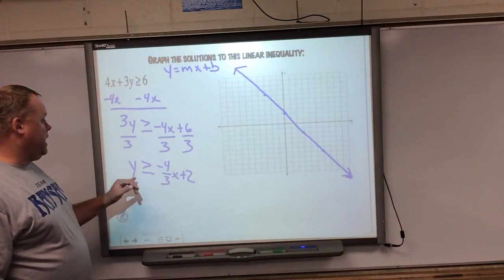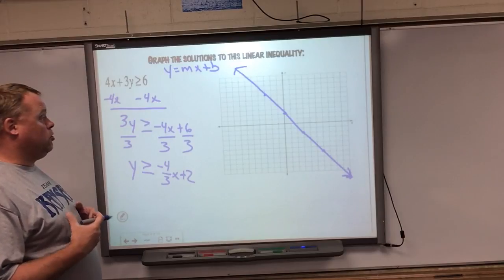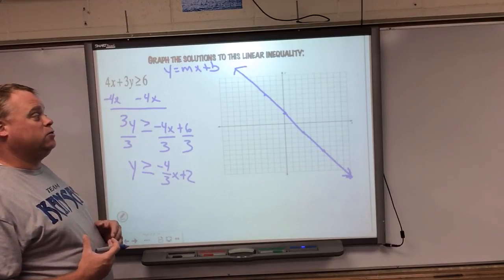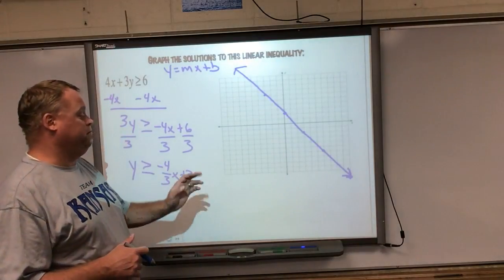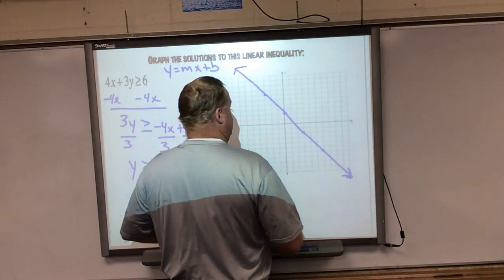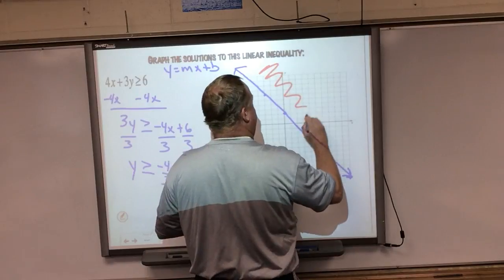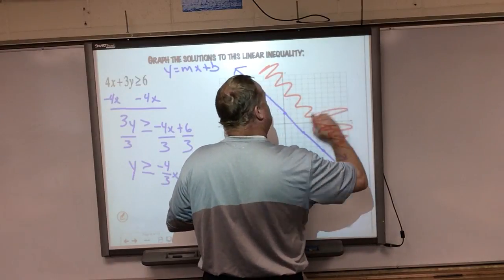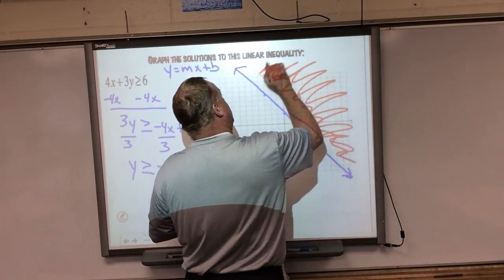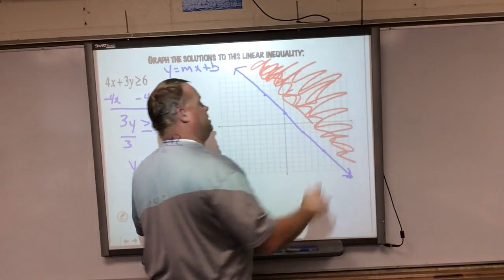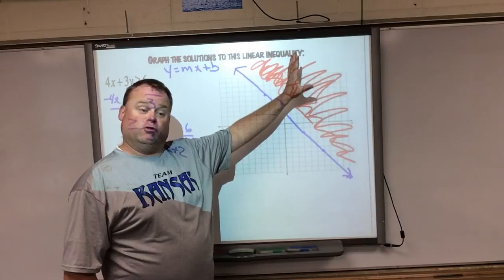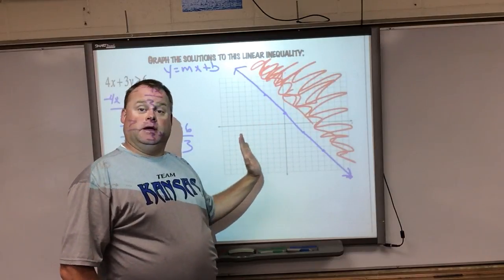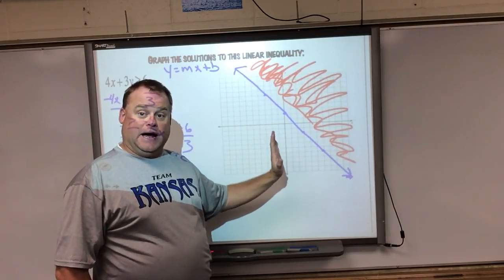Now, I want to be greater than or equal to, which means I need to be above the line. Above the line is going to be up here. Above the line, greater than the line. So everything up here is going to make this inequality true. Everything down here is going to make the inequality not true.